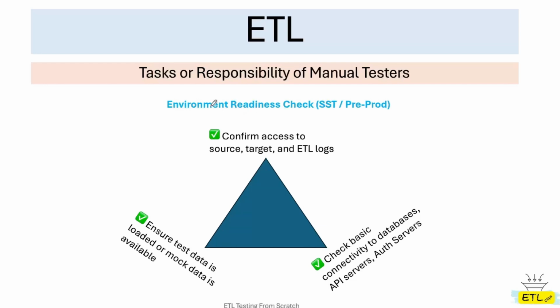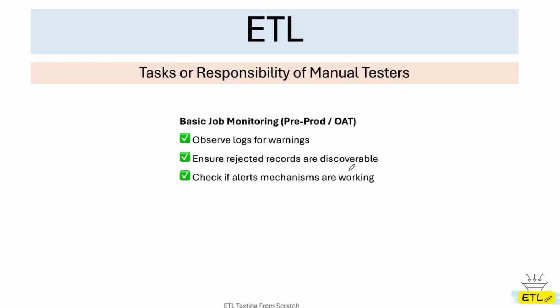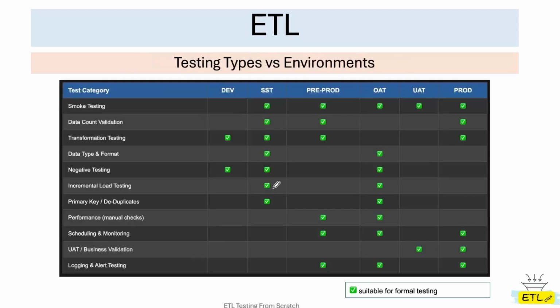Then tasks and responsibility of manual testers, such as environment readiness check, whether it is SST, pre-prod, OAT or UAT. As a tester, what is your responsibility? It is the responsibility of a tester to observe the logs and warnings and alerts, whether those mechanisms are working fine or not. So we are going to cover all those in the next slides.